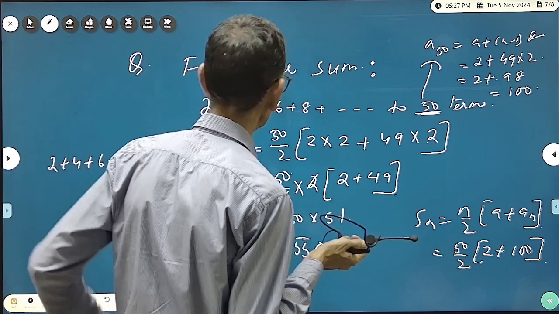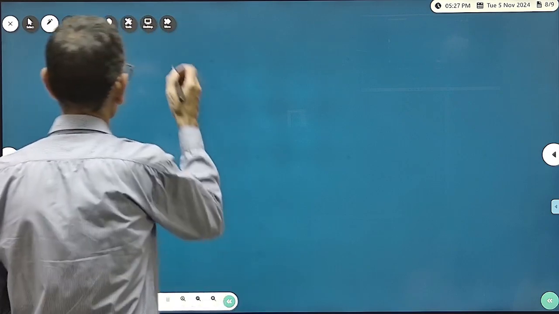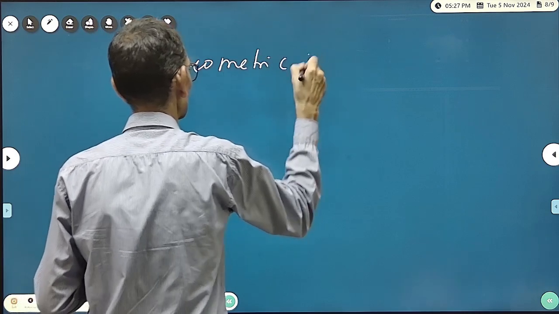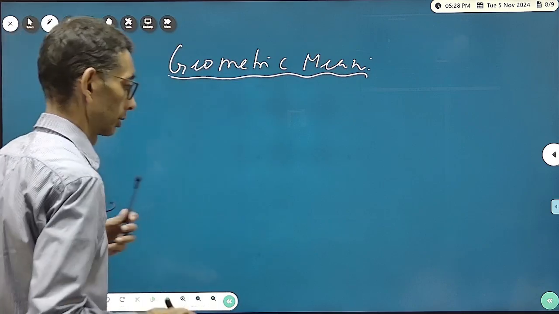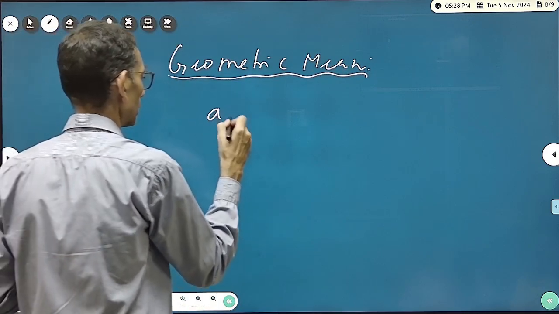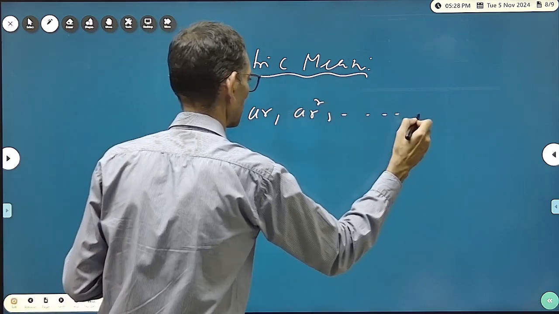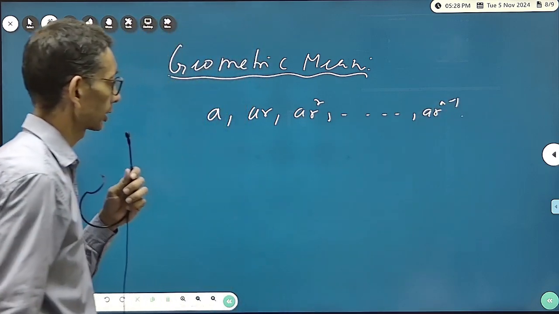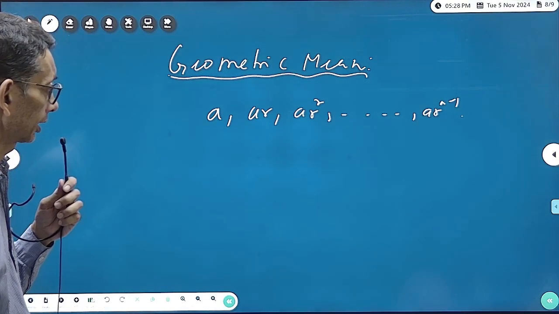Okay, now next, geometric mean, right? a, ar, ar square, up to ar to the power n minus 1. So if I write a sequence like this: a, ar, ar square, up to ar n minus 1.